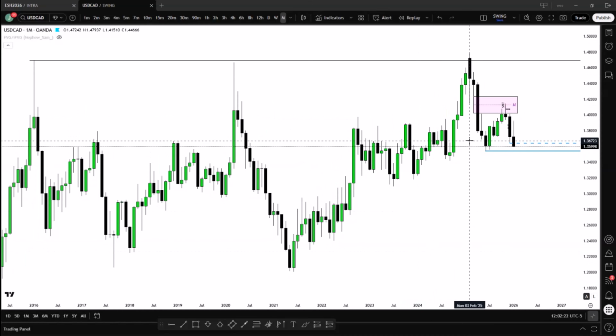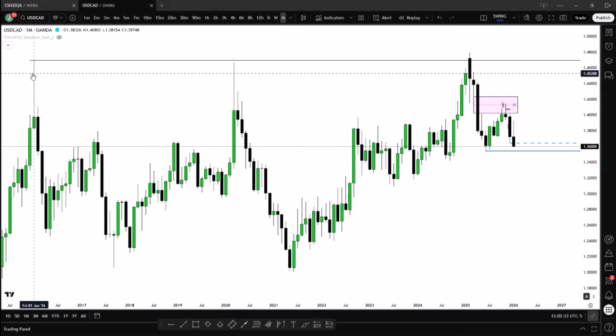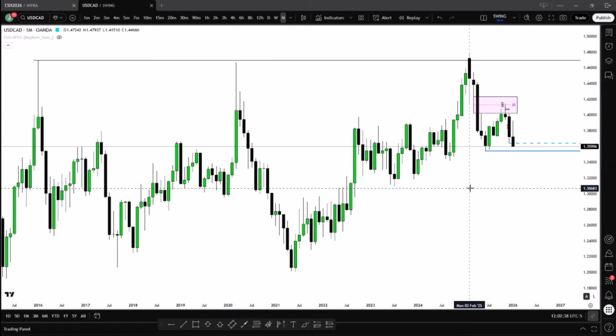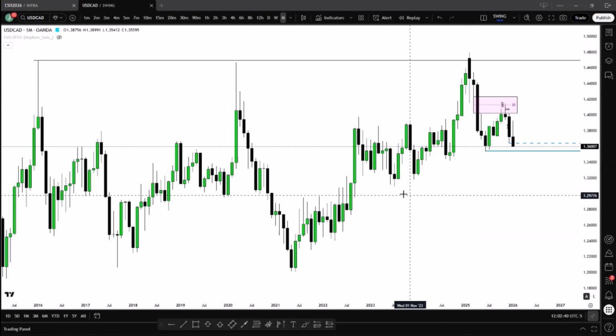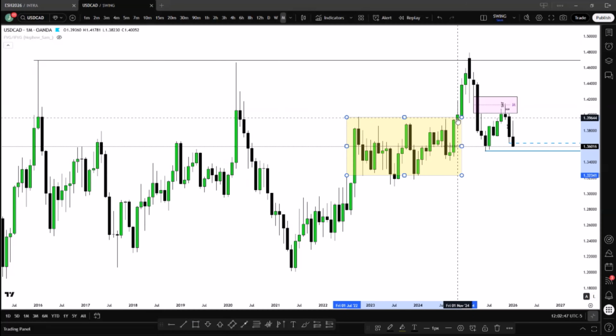Okay, so at the beginning of last year, we had tapped in and taken out two major areas of liquidity, the highs from March 2020 and then the highs from January 2016. Okay. So this started to set the stage. Okay. We had an accumulation right here for a while. All right. That led to a manipulation move into those areas to grab liquidity.